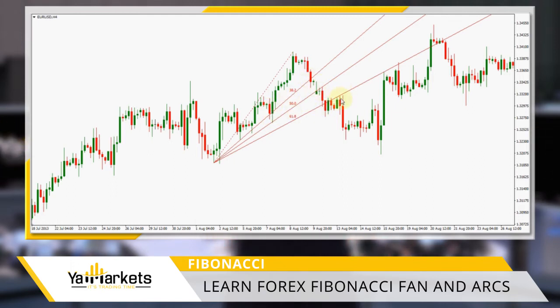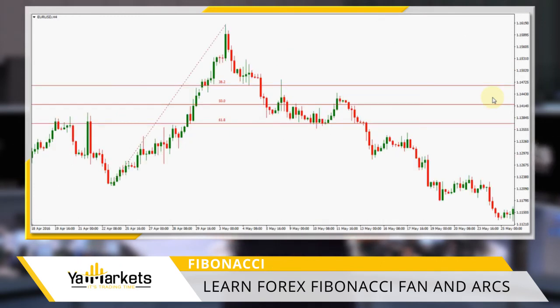As the price breaks the 61.8% line, it is signaling a trend consolidation. It doesn't necessarily mean that the trend is reversing. It could also be that the trend is paused and maybe stuck in a range, and therefore we should use range trading strategies. Fibonacci arcs work exactly the same way.